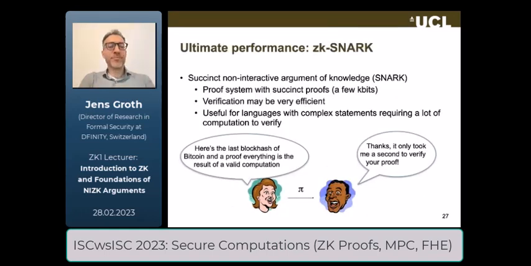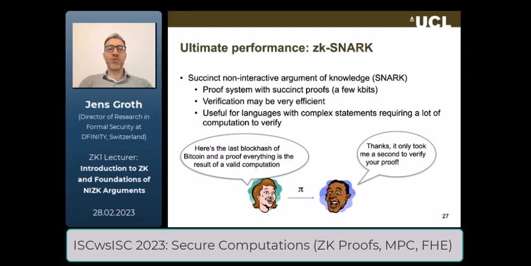Okay, so I want to briefly mention what is the ultimate performance we could hope for, right? And there's a lot of interest in something called ZK SNARKs. SNARKs stand for Succinct Non-Interactive Argument of Knowledge, right? So it's a proof system which is non-interactive, which is nice. It's a proof of knowledge, which is also nice. And then it's succinct.